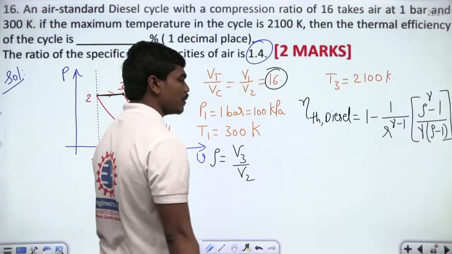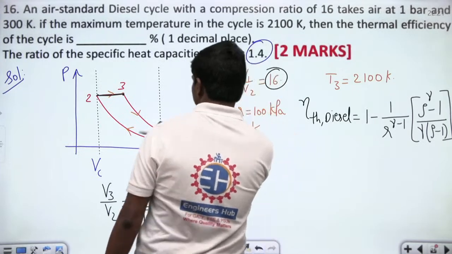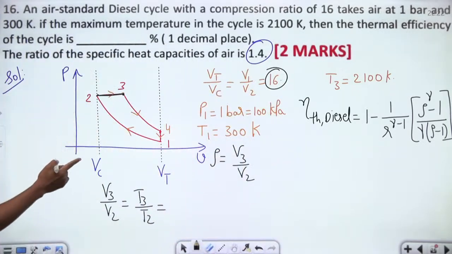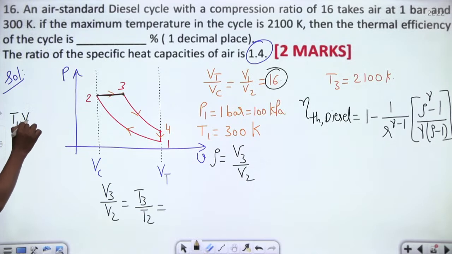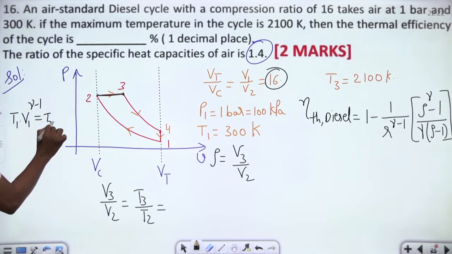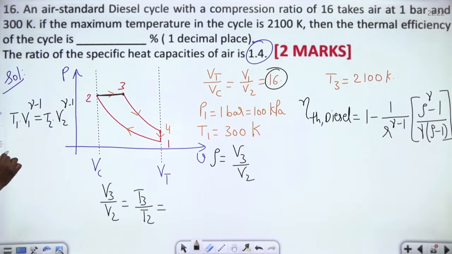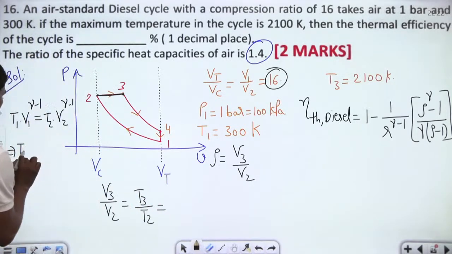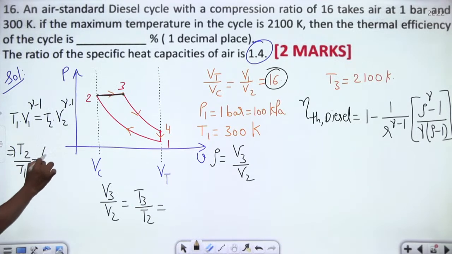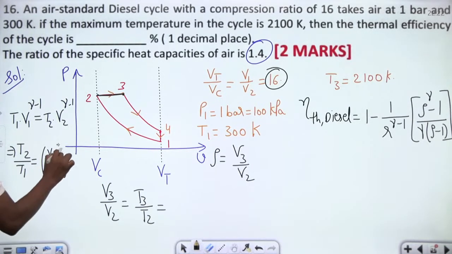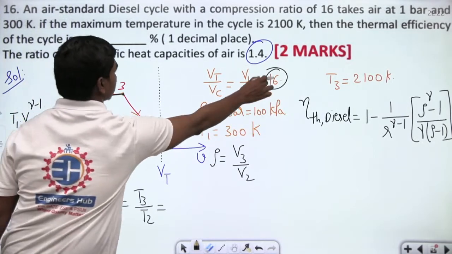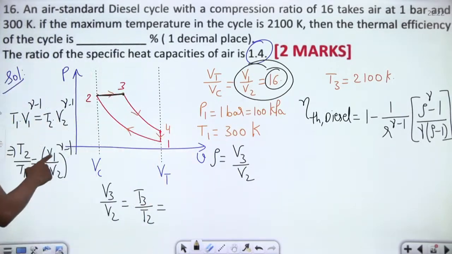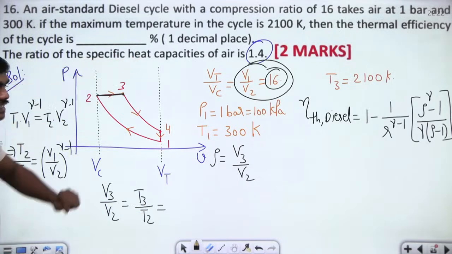T V power gamma minus 1 is equal to constant for the process 1 to 2. So T1 V1 power gamma minus 1 should be equal to T2 V2 power gamma minus 1. Reversing the things, T2 by T1 is equal to V1 by V2 whole power gamma minus 1. And the V1 by V2 ratio is nothing but 16, it's given already. So 16 power 0.4, because the specific heat ratio is 1.4.